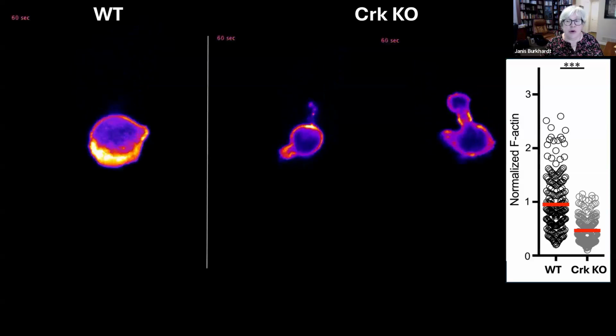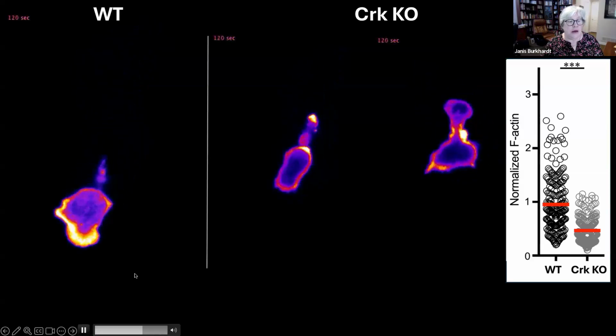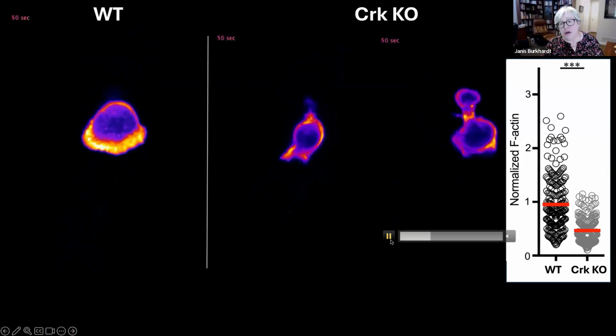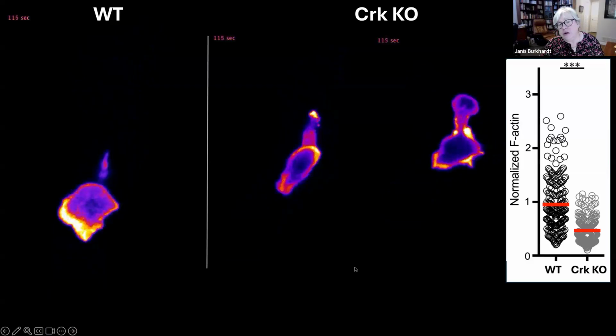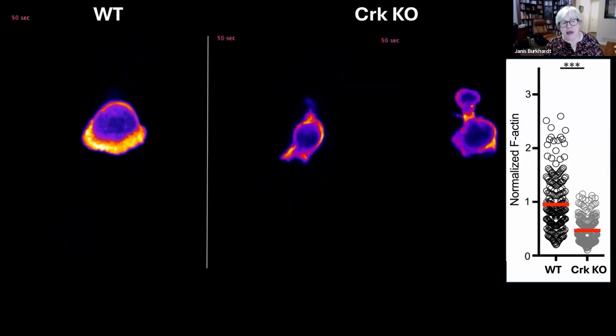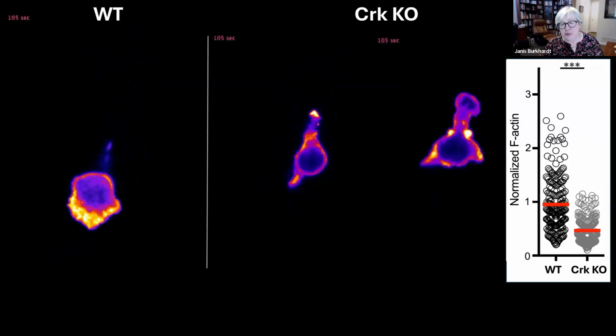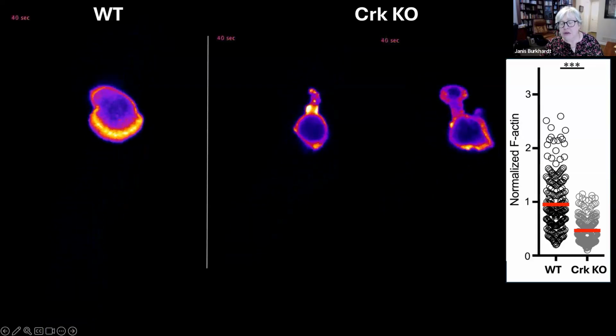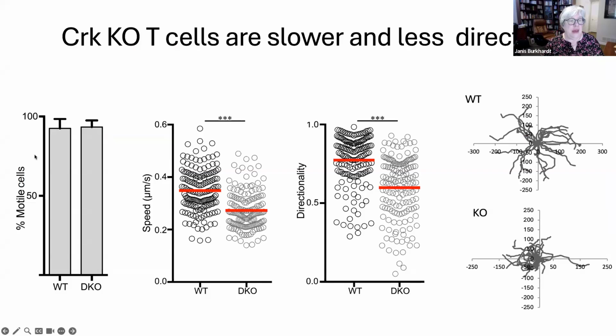them on this ICAM1 migration assay. And on the left is a wild type cell, and on the right are two CRAC knockout cells. And you can see these cells, they actually look a lot like the cells migrating on VCAM1. They fail to make these well-organized actin-rich protrusions. They don't polymerize as much F-actin in the first place. And although they migrate with just as much frequency, they're slower, less directional, and they explore less space.